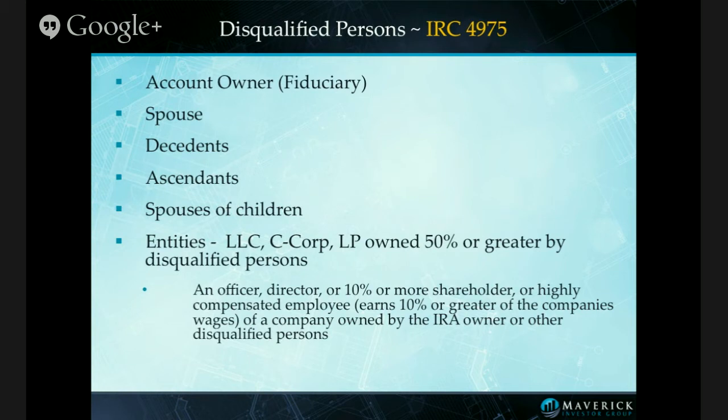Aside from that, you have disqualified entities. So if a business is owned or controlled 50% or greater by any combination of these people or these people's IRAs, that's a disqualified entity, and you cannot transact with that entity.